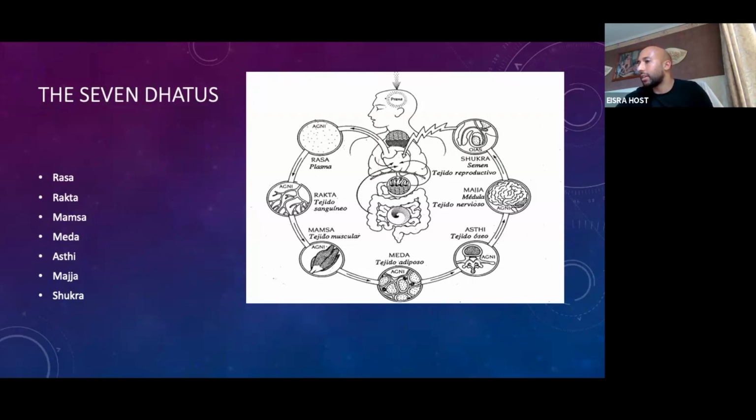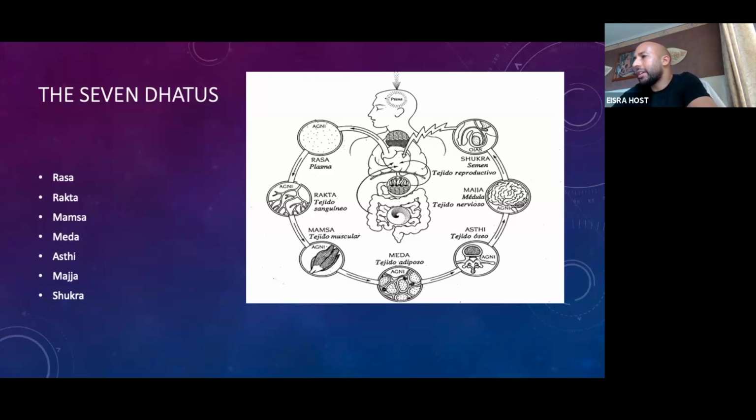After that, we have asti, which means bone tissue. After that, we have that which is associated with bone tissue: nervous system tissue. And at the end, we have something called shukra. Shukra is often translated as sperm or ovum. But shukra is more than that. Shukra is the overall reproductive tissue and reproductive capacity of the human being.